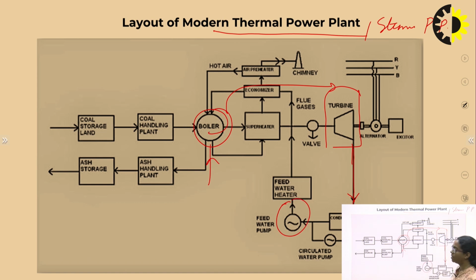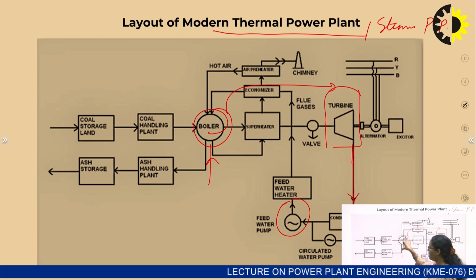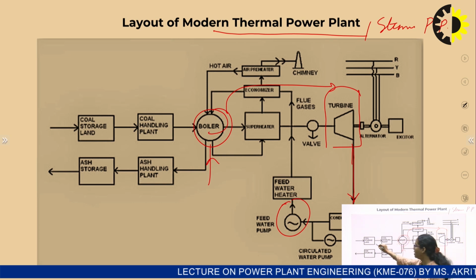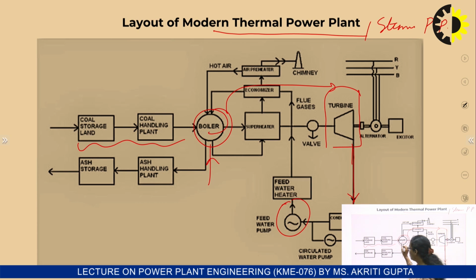So these are the basic 4 elements of any steam power plant. But in the modern layout of a thermal power plant, we have covered all the auxiliary systems of steam power plants. Like in the case of the boiler, it is the coal handling system and fuel storage system. All are covered here. Also, the ash handling system and ash storage.